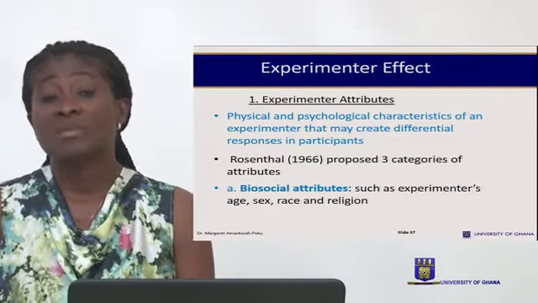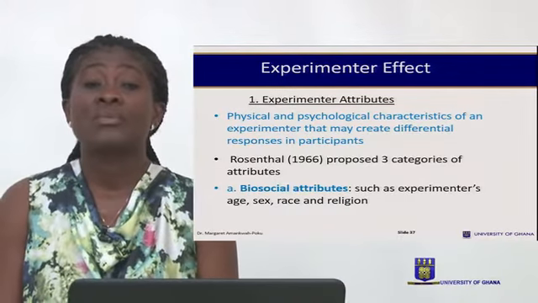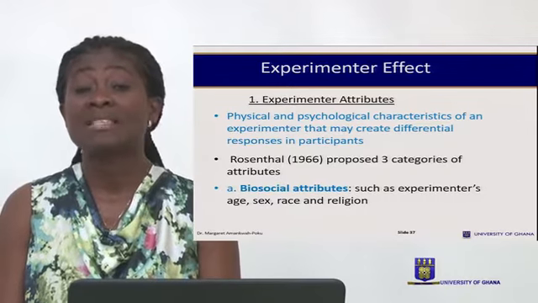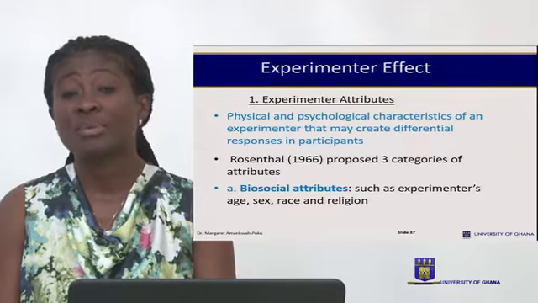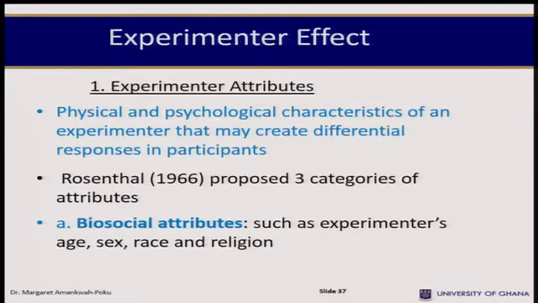When I talk about experimental attributes, Rosenthal 1966 identifies three of them. The first one is the biosocial attributes, which are things such as the sex of the experimenter, the age, the race, the religion. These can all affect the responses that participants make.